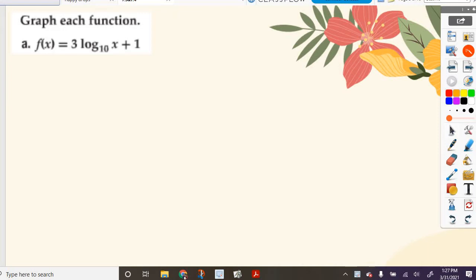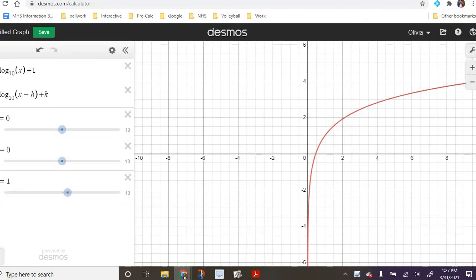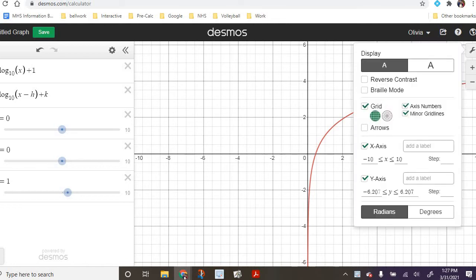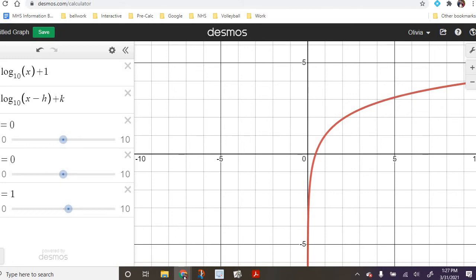So here we have f of x equals 3 log base 10 of x plus 1. So if we go ahead and go into Desmos, we can see that our graph is almost the inverse of our exponentials. So our exponential graph would be close to our x-axis and then shoot up. Notice that this one has been reflected, so my asymptote is on my y-axis this time, and it's still increasing. It's just doing so rather slowly.